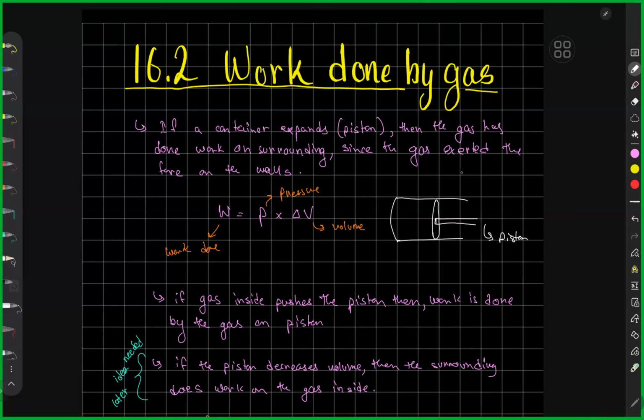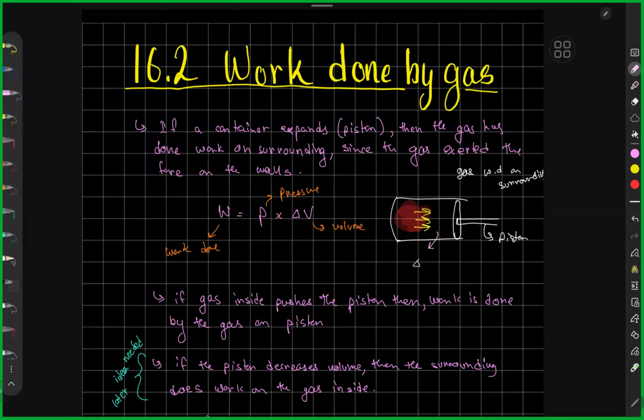I'm not doing work done on the gas. The gas does work done on the surrounding. What does that mean? That means the gas inside, what is it doing? It is simply pushing on the piston such that it is doing something called work done on the surrounding. So what happened in this process?